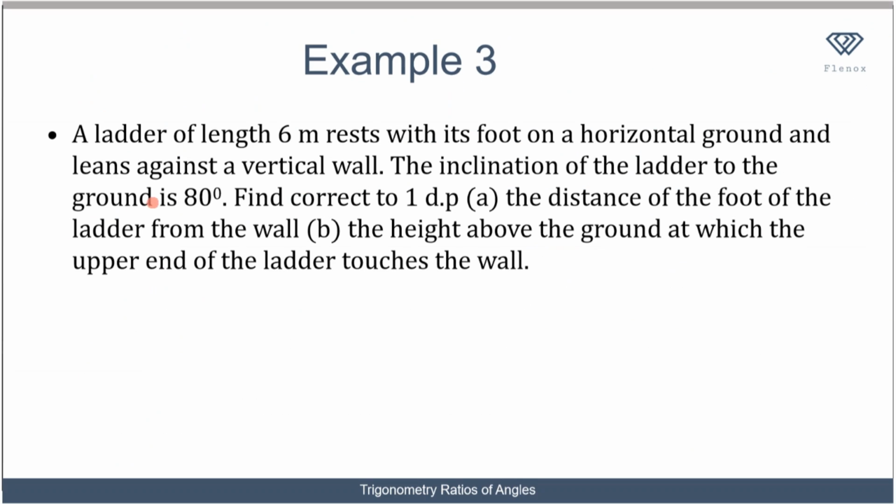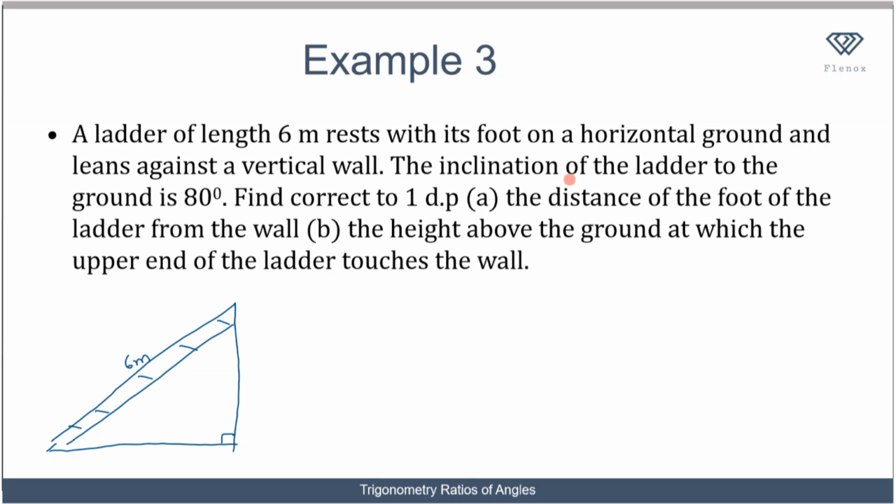And here we are told that a ladder of length 6 meters rests with its foot on a horizontal ground and leans against a vertical wall. So the first thing I'd like to do is to sketch out this problem. So you have a vertical wall. Now you have a ladder that leans on it, and this is the ladder over here. And we're told that the length of the ladder is 6 meters.